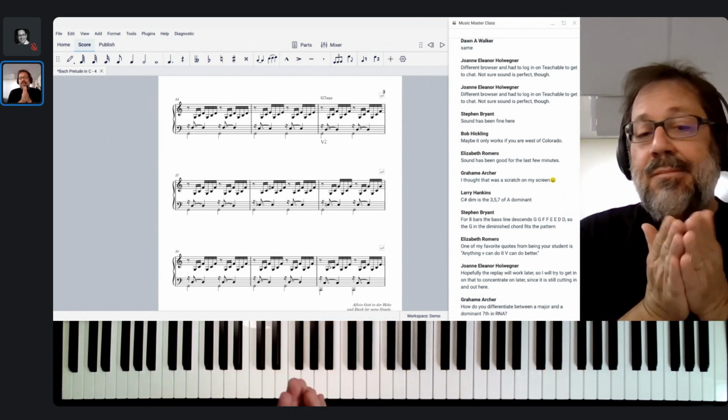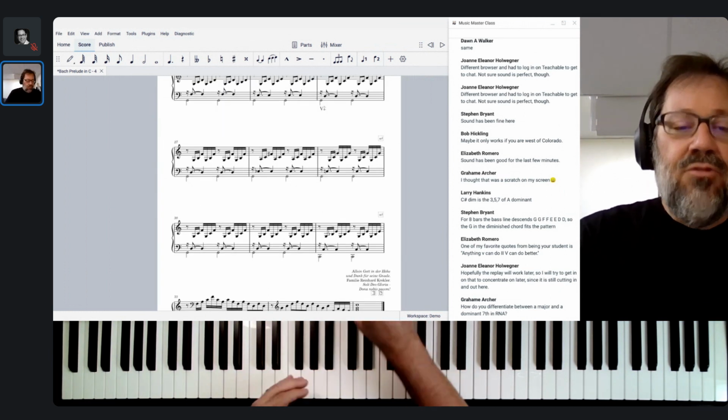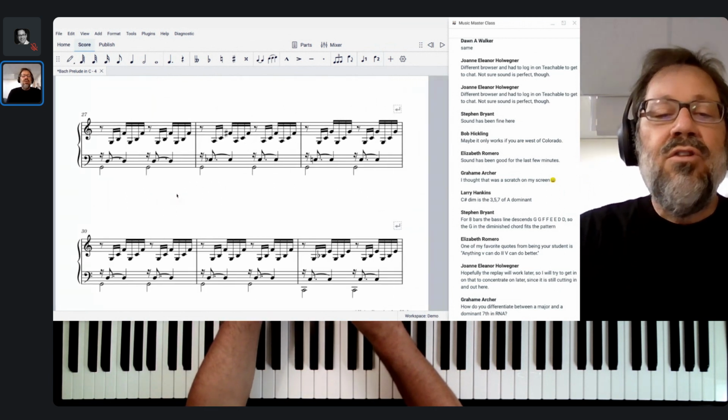So, these are the things that I wanted to talk about with this. Once we hit that pedal point, you see that all these other chords start moving here.